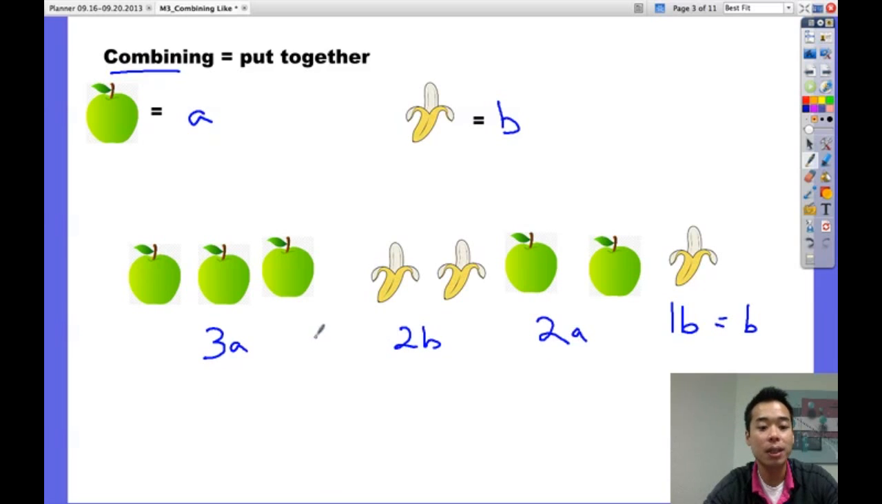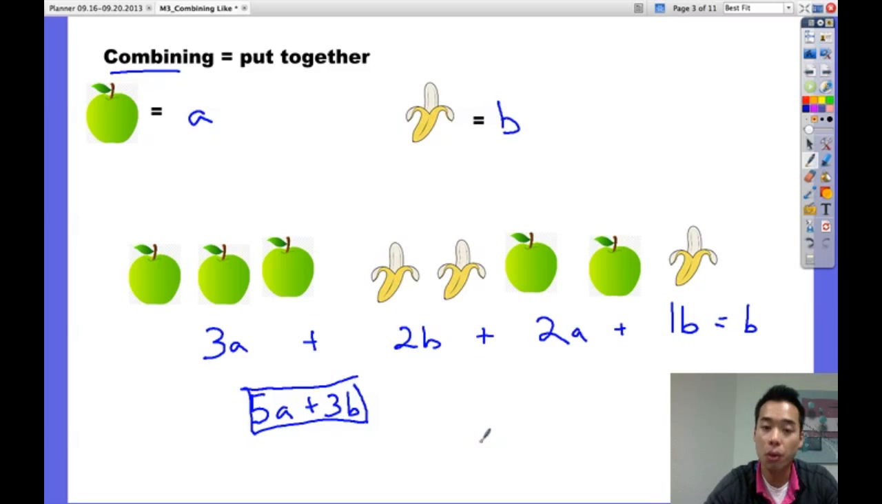So let's combine them. Combining in math means adding. So here I have 3 apples, 2 apples. Altogether I have 5 apples. I have 2 bananas and 1 banana. Altogether I have 3b. Let's quickly talk about what just happened on the screen. I have 3 apples plus 2 apples equals 5 apples. 2 bananas plus 1 banana equals 3 bananas. So I finally simplify it all together. My combined like term is 5a plus 3b.